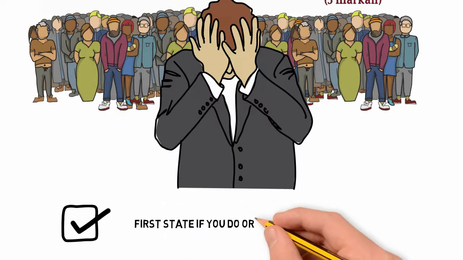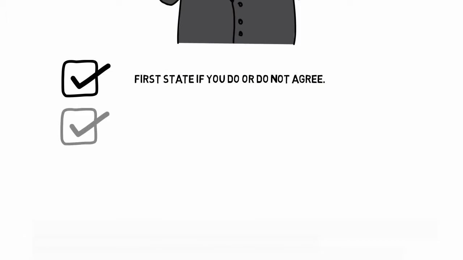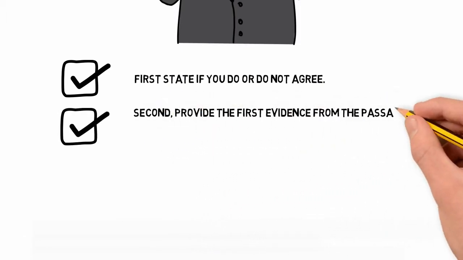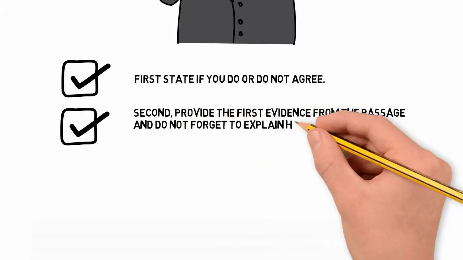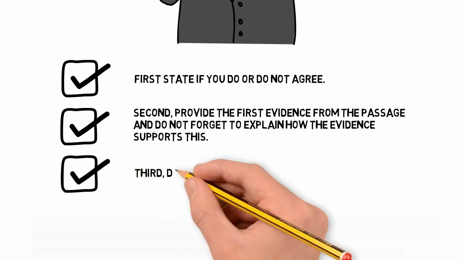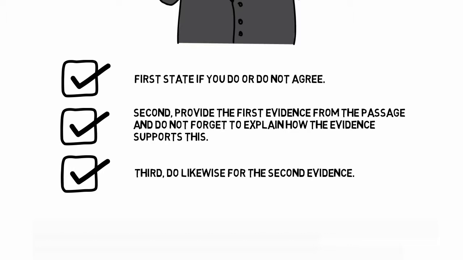So, first state if you do or do not agree. Second, provide the first evidence from the passage and do not forget to explain how the evidence supports this. Third, do likewise for the second evidence.